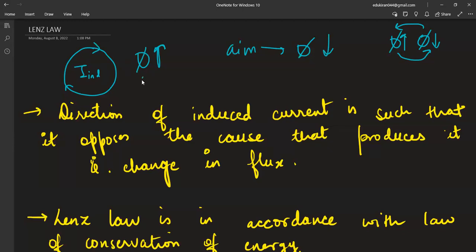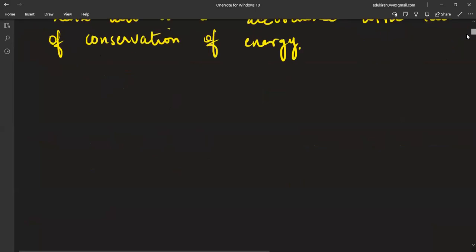If flux is decreasing, and suppose this is the direction of induced current, this direction will be set up in such a manner that its aim will be to increase the flux. It just has to oppose it, do the opposite work. So direction of induced current is such that it opposes the cause that produces it, that is change in flux. Lenz law is in accordance with conservation of energy. Forget this for now. First, just understand the basic meaning of Lenz law, because you have to do the analysis by yourself. Questions will be given to you directly.